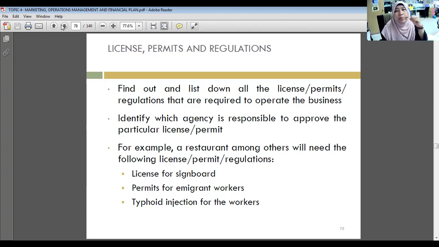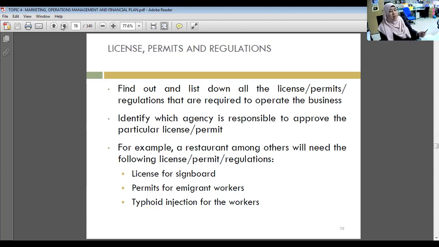Okay, second one, permits for the immigrant workers. Let's say you employ maybe immigrant workers for your shop or restaurant. You have to get them a visa for permit workers. They need a visa for working, a working permit. Not as a student, not for other purposes, but for working. Okay, and then the last one, typhoid injection for the workers.